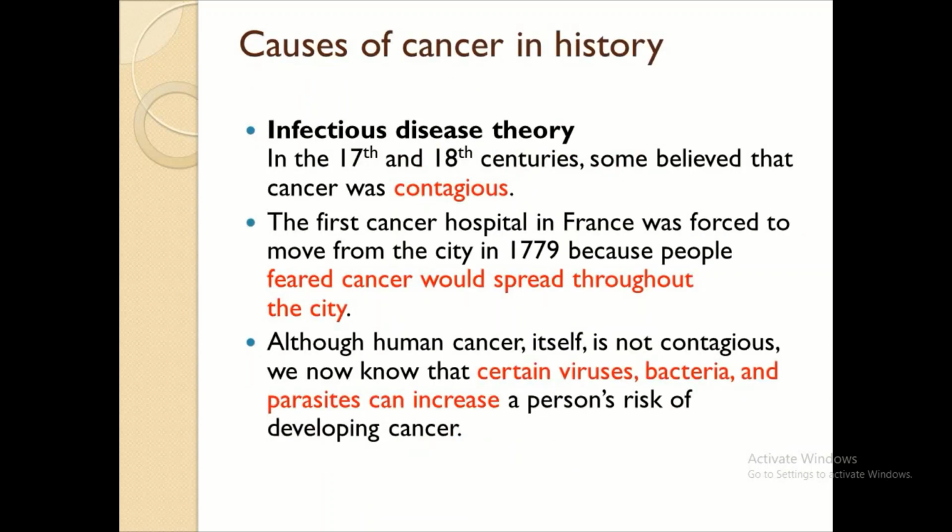The next theory was the infectious disease theory. This is one of the crucial theories, which arrived in the 17th and 18th century. Like viral and bacterial diseases, people believed that cancer is also contagious. Now cancer is a non-communicable disease, as you know very well, like cardiovascular diseases and diabetes. It won't spread from person to person. But at that time, they believed it was contagious.